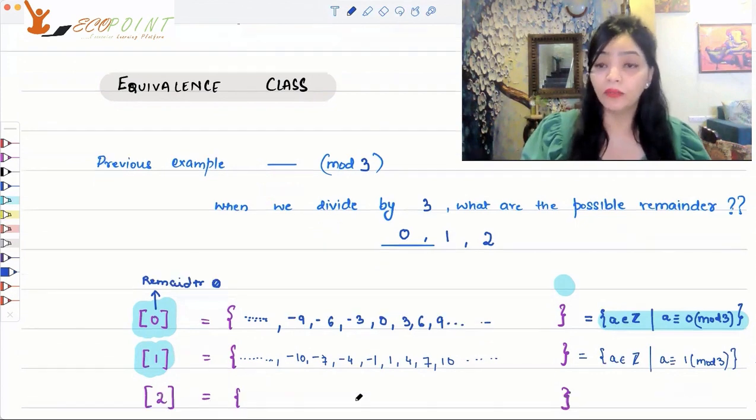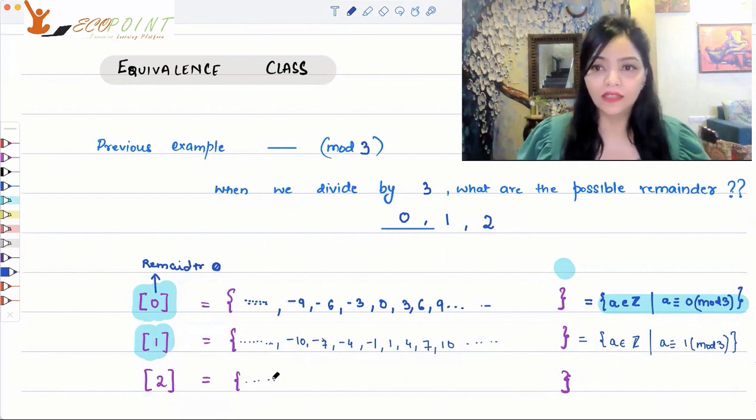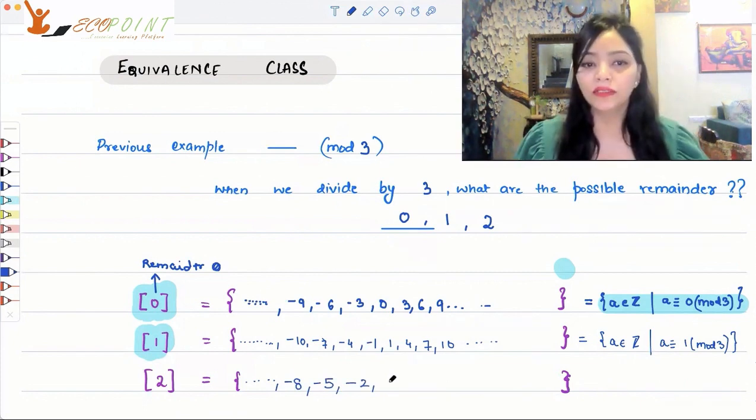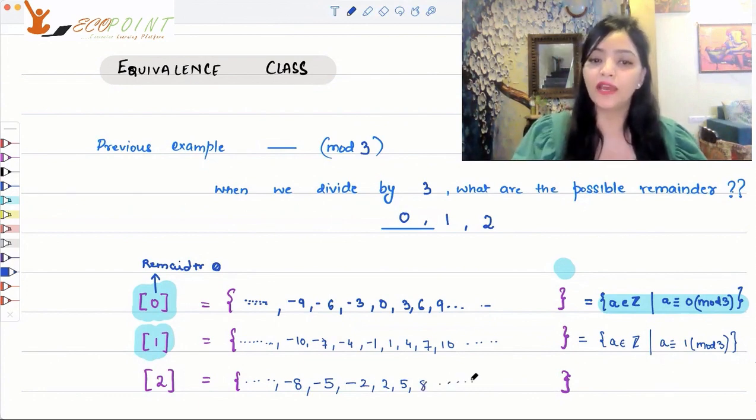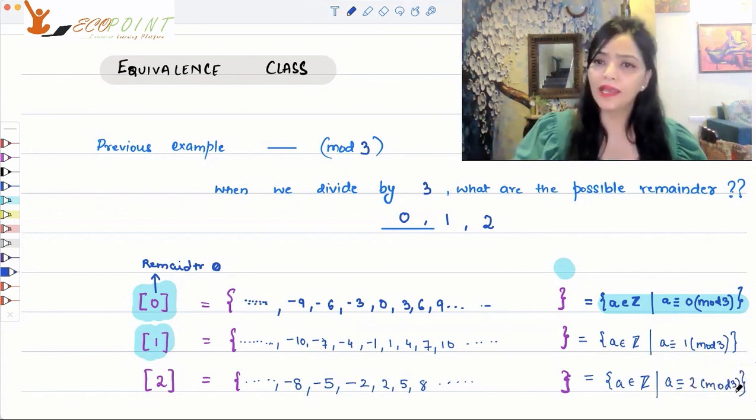Similarly, you can be left with remainder 2 when you're dividing by 3. So the equivalence class of 2, when you are dividing by 3, would be the set of all integers minus 8, minus 5, minus 2, so on and so forth, 2, 5, 8. You can see it for yourself. When you divide these integers by 3, you will be left with remainder 2. So this is the set of all integers a belonging to Z where a is congruent to 2 mod 3.